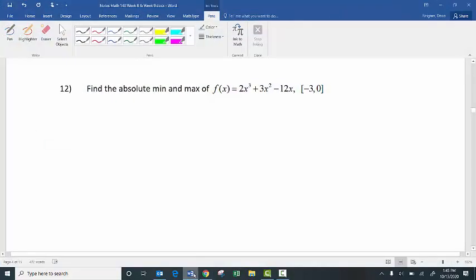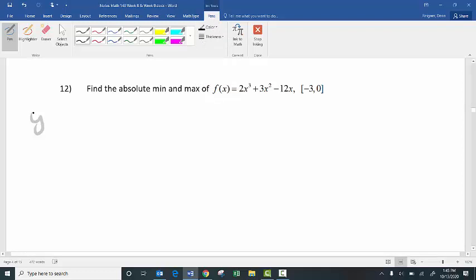Okay, part 2 of week 8 and 9. We're going to start with number 12. Number 12, I said to try that one before the last video ended. It's very similar. Same thing, find the min and max. So the absolute min and max. So you need the derivative.